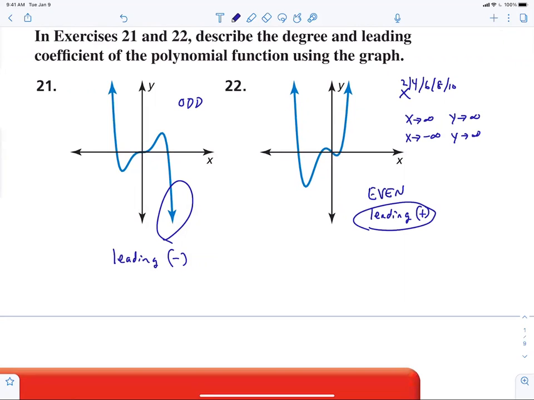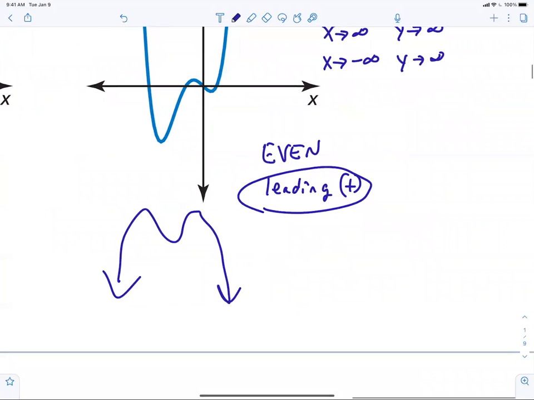Because if the leading coefficient was negative, it would look like it's going down. Because when you raise a number to an even power, it's going to be positive. Therefore, it's got to go up. Does that make any sense? And you can say no, kiddo. That would make sense. What about the other one?